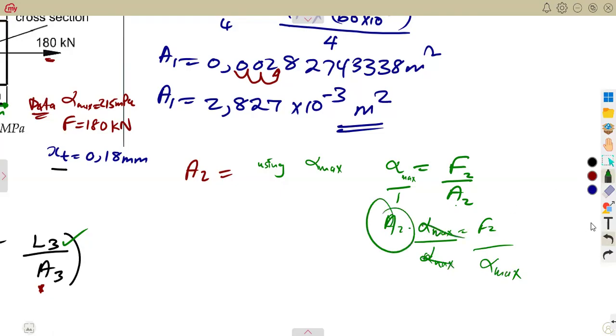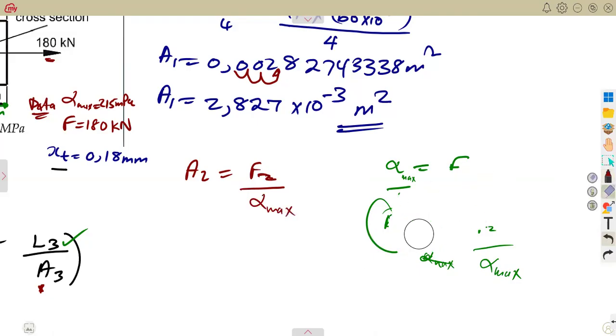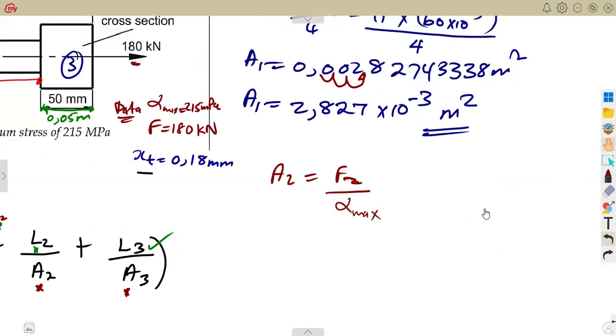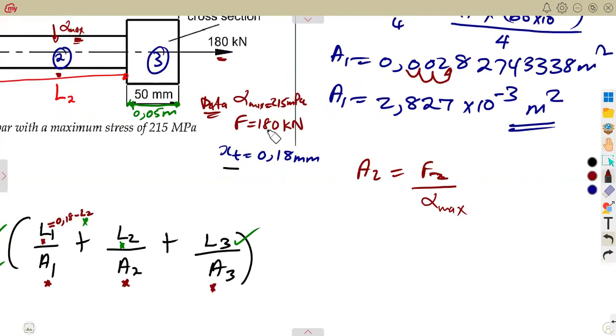That was going to give us the area at what? At the second point. So the area at the second point was simply going to be taken from F2 over the maximum stress. That was the condition. Where we do understand that it's a series, the force is the same. This is force 1, this is force at 2, this is force at 3. So the force is the same.